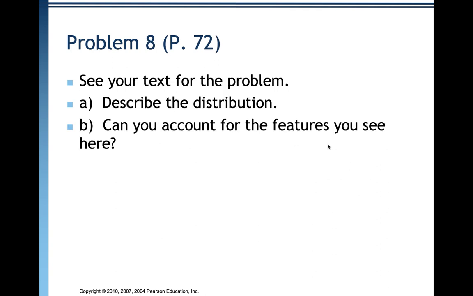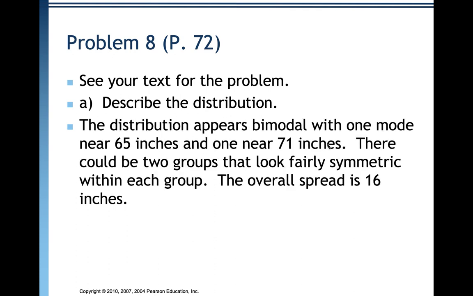Again, for problem 8, we're going to look at the textbook. It's on page 72. We want to describe the distribution, and then can you account for the features you see here? All right, so for this distribution, it appears to be bimodal with one peak near 65 inches and one near 71 inches. So there we've got shape, roughly, one part of shape describing the fact that it's bimodal.